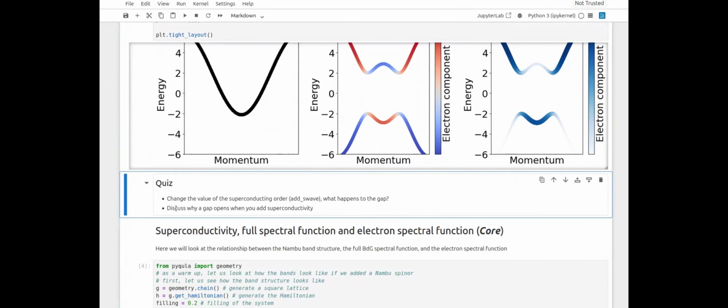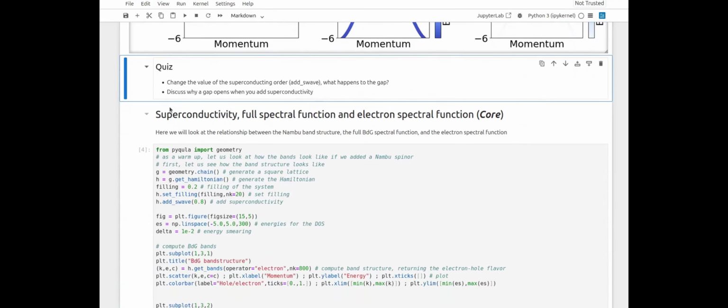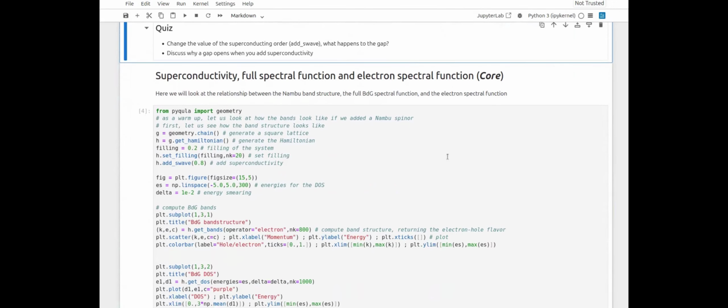And then the next question is: discuss why the gap opens when you add superconductivity. And so the reason is that the gap enters as an off-diagonal element in the Bogoliubov-de Gennes Hamiltonian. And when you have this off-diagonal element, you create anti-crossings between the electron bands and the hole bands at all zero energies.